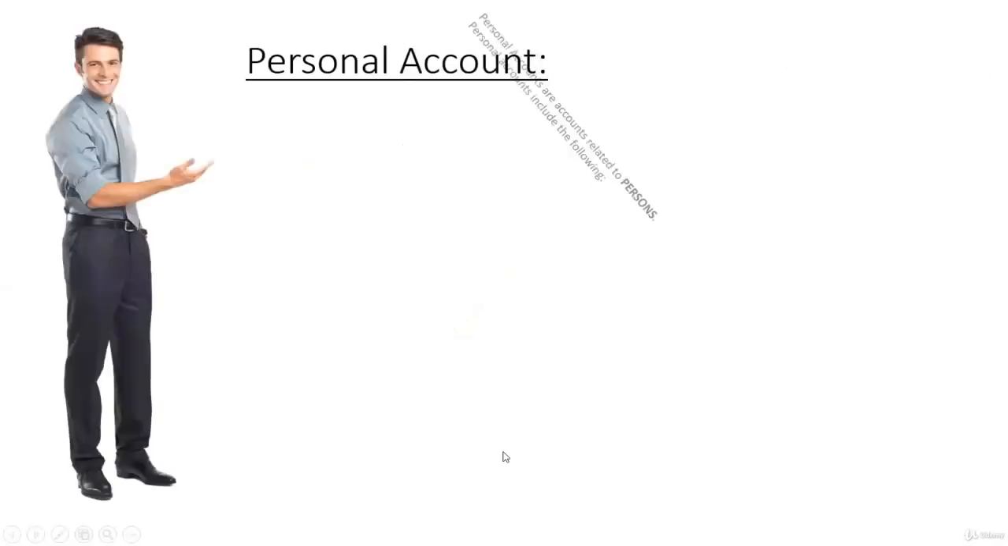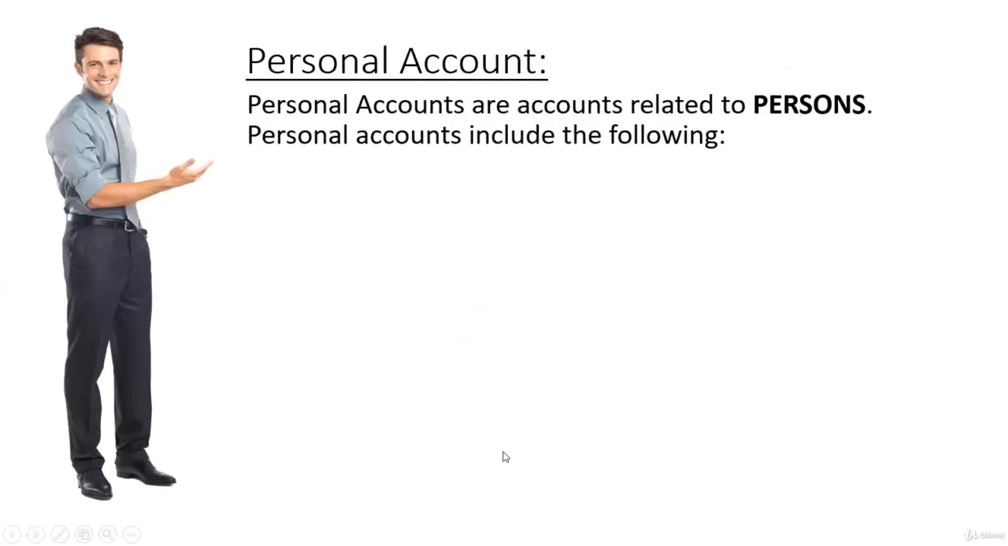Now next comes the personal account. Personal accounts are those accounts related to a person, like supplier, as we discussed, customers, and lenders. Lenders are the persons who provide us cash as a loan. I can take an example of a lender as a bank. We take a loan from the bank, so the bank is a lender.